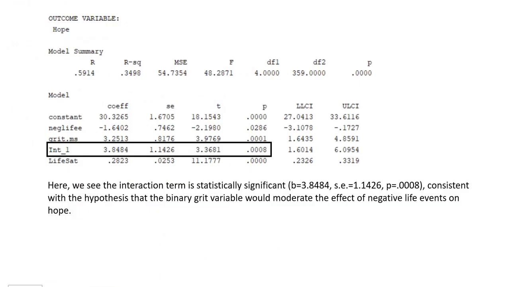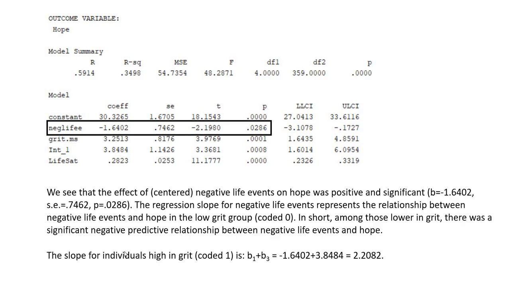So here we see the interaction term is statistically significant, which is consistent with the hypothesis that the binary grit variable would moderate the effect of negative life events on hope. We see that the effect of centered negative life events on hope was positive, and actually it was negative and significant. Sorry about that, that was a bit of a typo. The regression slope for negative life events represents the relationship between negative life events and hope in the low grit group. That's the group that's coded 0.